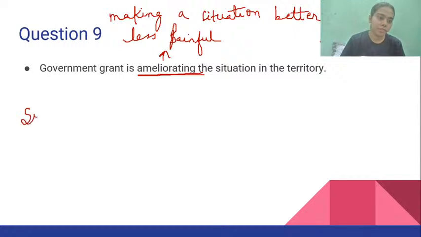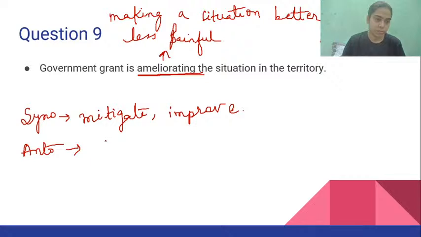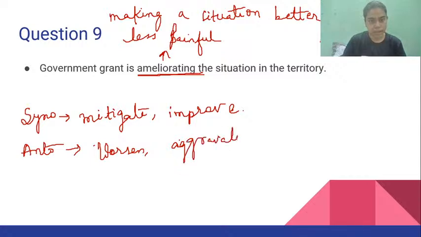Yes, very good morning, Ronnie. Okay, so what can be the synonyms? Mitigate, improve. What can be the antonyms? Worsen, aggravate.